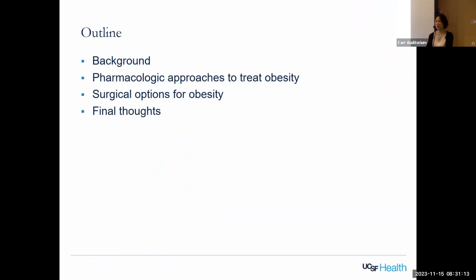So I just want to take us through a quick outline. I'm going to be going through a background of obesity, and then actually going to turn it over to Diana, who will be going over pharmacologic approaches to treat obesity. I'll then be speaking about some surgical options for obesity, and then ending with some final thoughts and discussion.